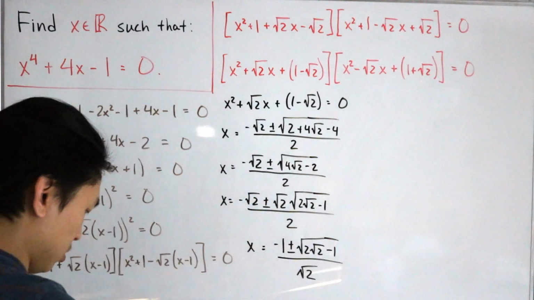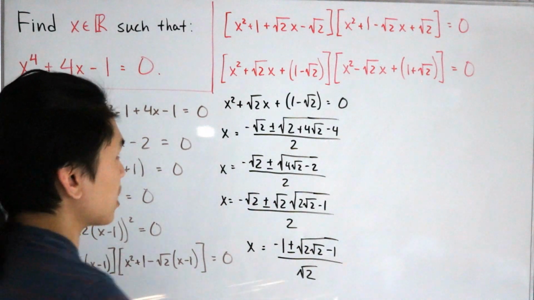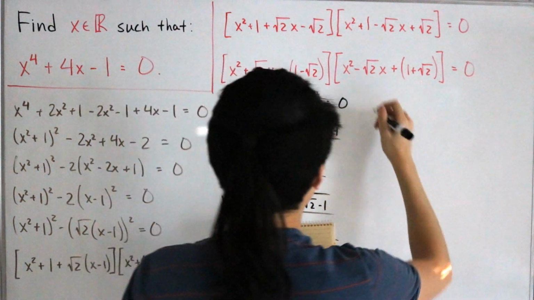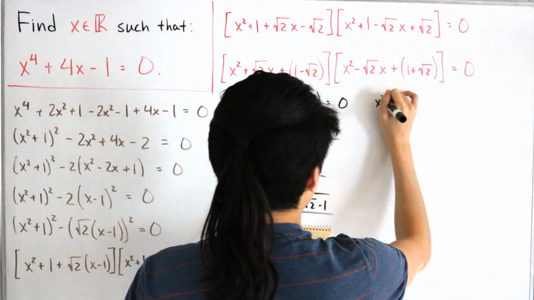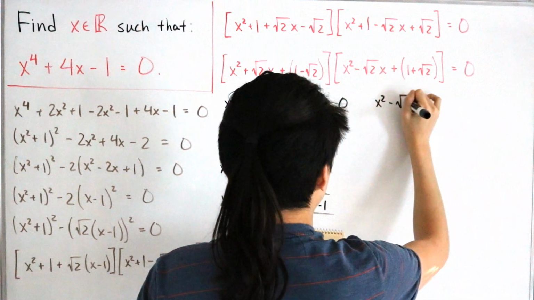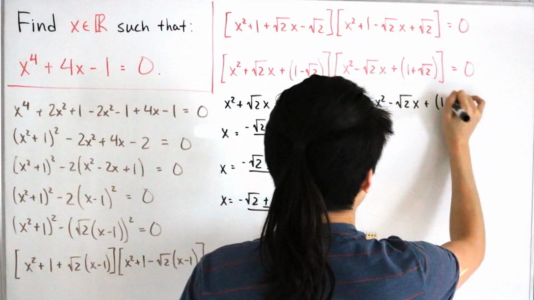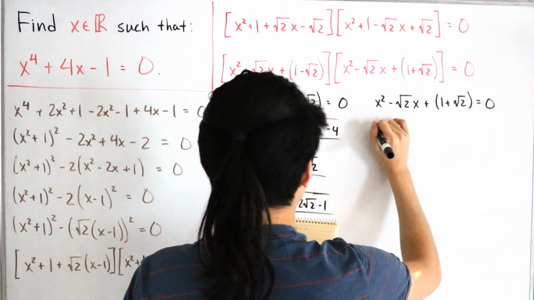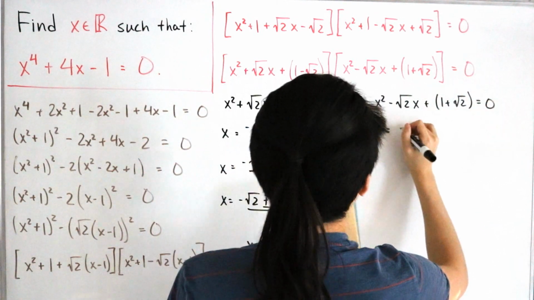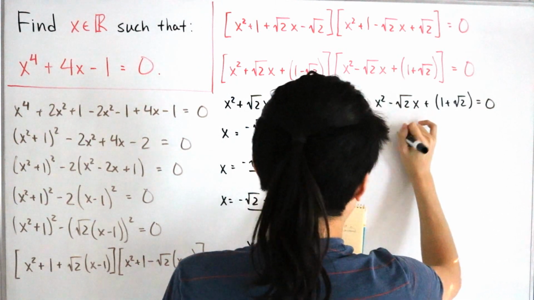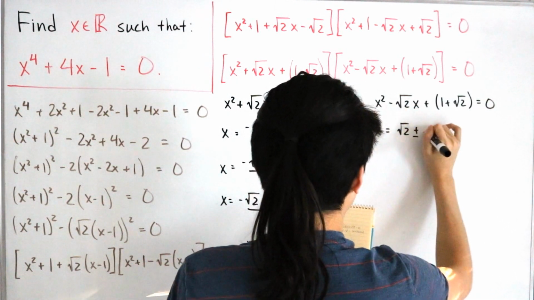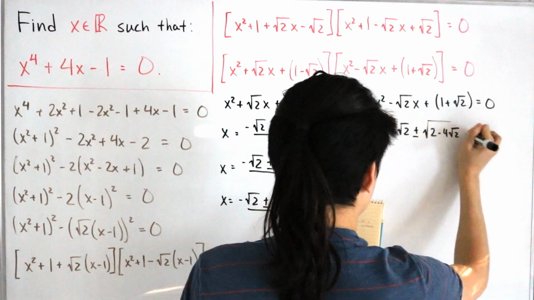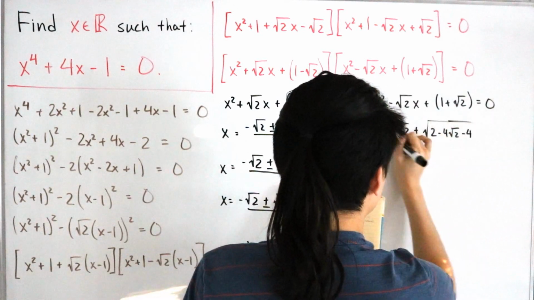This is a real solution, of course, so that's cool. But let's figure out if there are any real solutions for this other quadratic polynomial over here. So we do the same thing: x squared, now it's minus the square root of 2 times x, then add this with 1 plus the square root of 2 equals 0. So we do the same thing, quadratic formula. So x is equal to, if I plug this back in and then simplify it out, positive the square root of 2 plus or minus the square root of 2 minus 4 times the square root of 2, then minus 4, divided by 2.